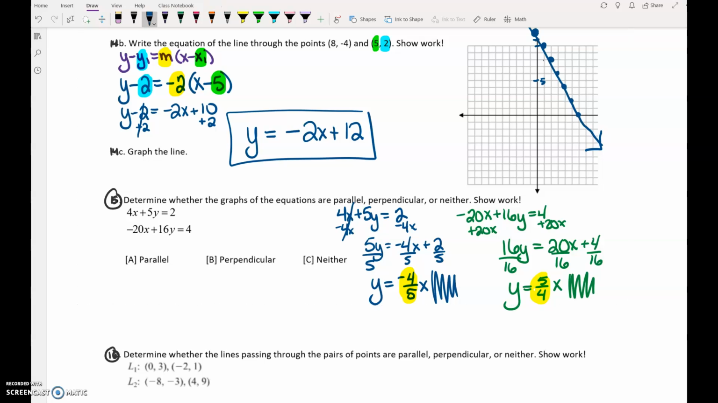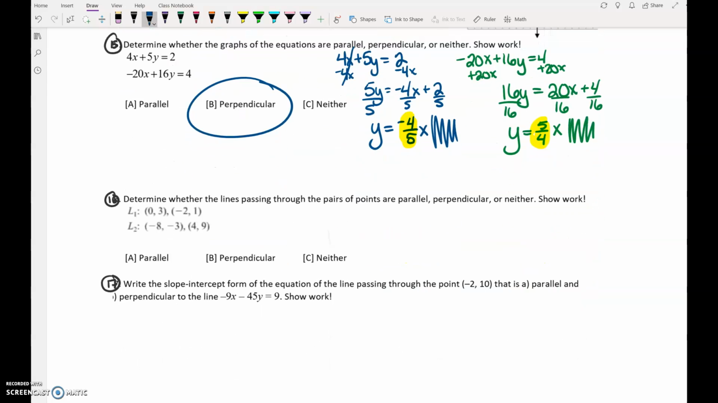So we are comparing the slopes negative 4/5 and positive 5/4. Notice that one of them's positive, one of them's negative, and they are reciprocals of each other. That makes them perpendicular. In number 16, you are determining whether the lines are parallel, perpendicular, or neither. You need to find the slope of line 1 and then find the slope of line 2.